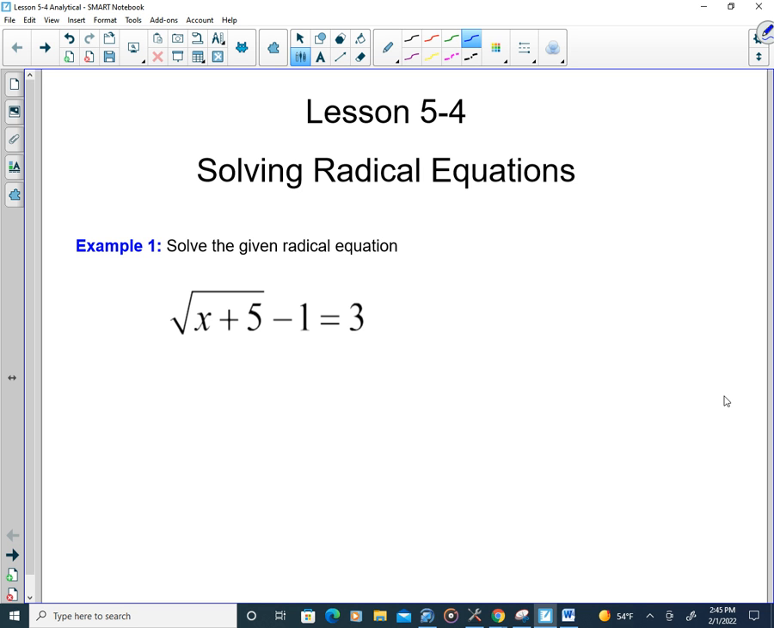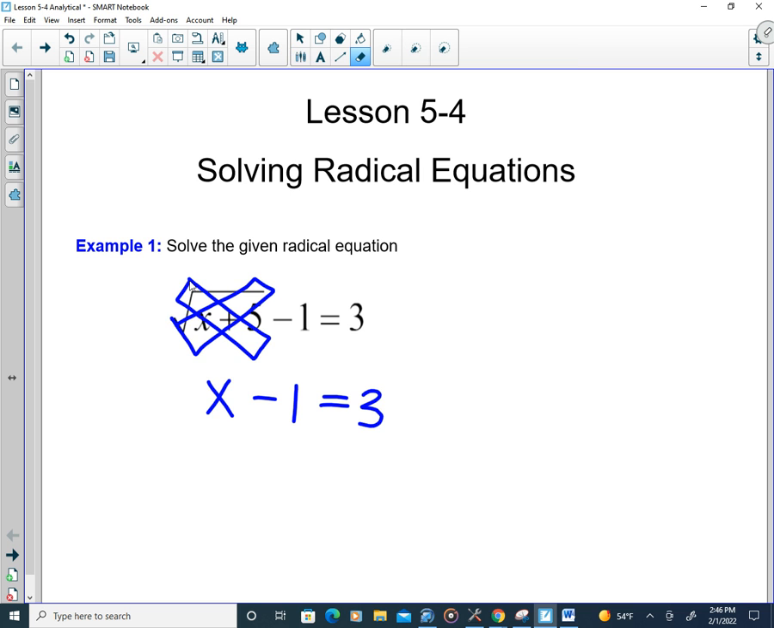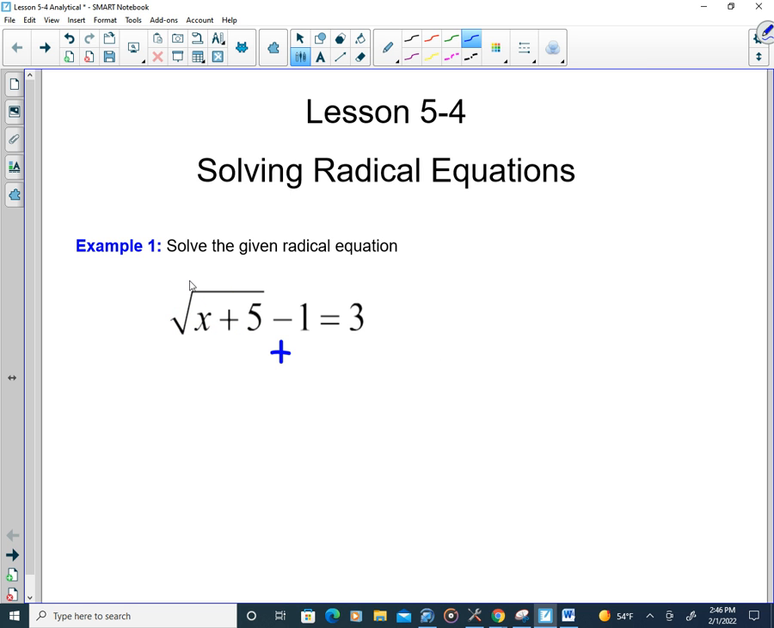So what I tell my students to do is just to think of the radical as a big giant x. So think of this as x minus 1 equals 3. How would you get that big giant x by itself? You would add 1 to both sides, right? So that's what we're going to do here to isolate the radical. I'm going to add 1 to both sides of this equation, and then I get the square root of x plus 5 is equal to 4.